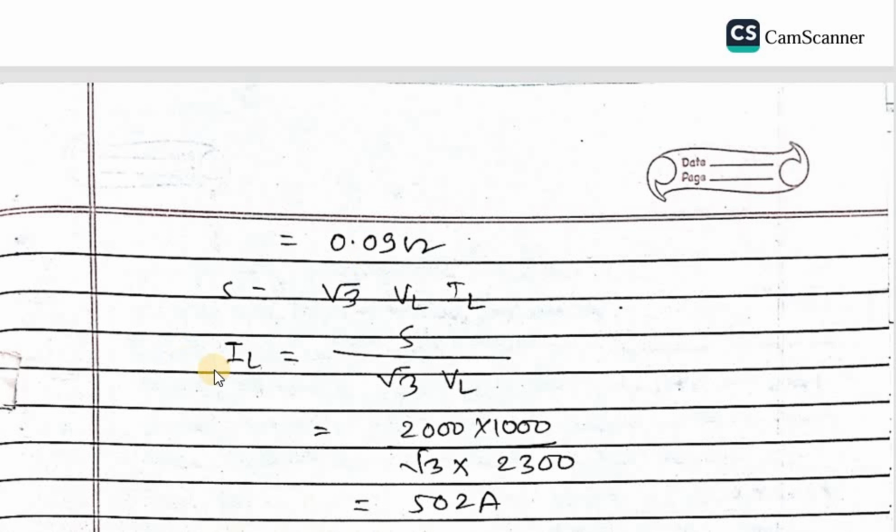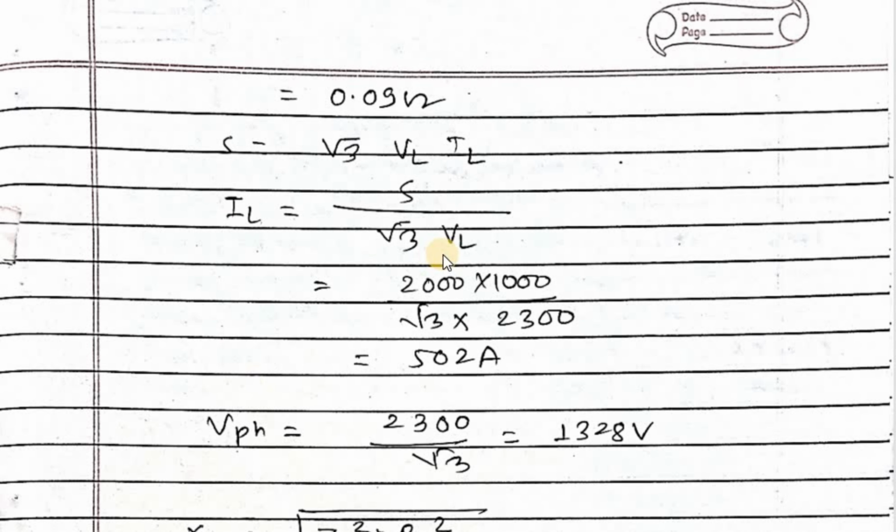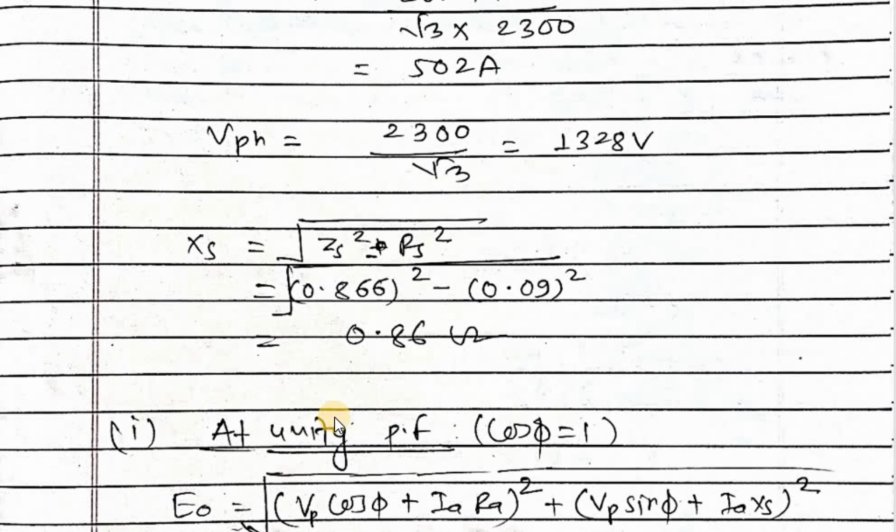You know S equals root 3 VL IL. So IL equals S upon root 3 into VL, 2000 into 1000 upon root 3 into 2300. We can get 502 ampere, and voltage per phase is 2300 divided by root 3, so 1328 volt.